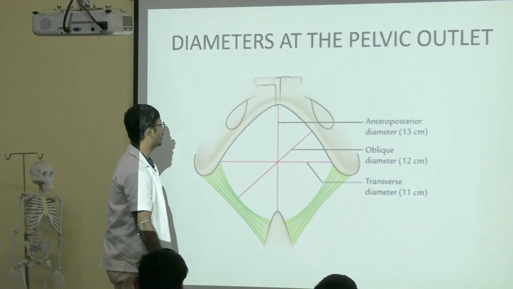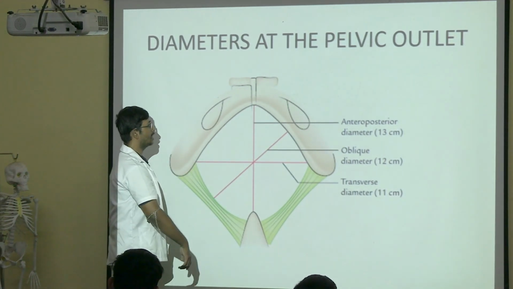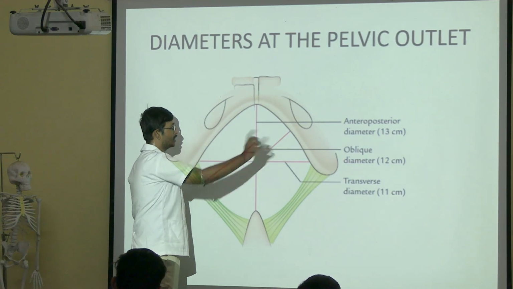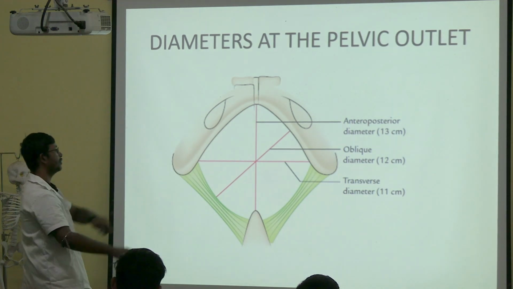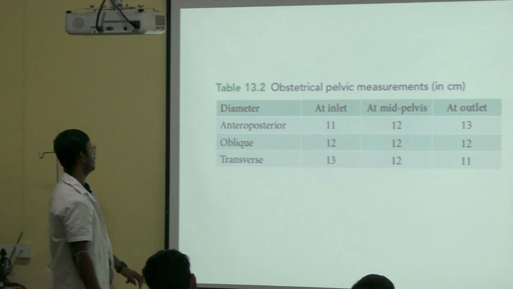Similarly, on the pelvic outlet, there is another anterior-posterior diameter, which is 13 centimeter. Here it is the largest diameter. Then comes your oblique diameter, which is 12 centimeter, and then transverse diameter between the ischial tuberosity, which is 11 centimeter. Now this is the table which you need to memorize.